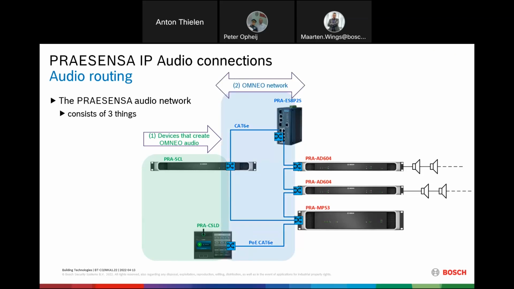Then you have the Omneo network itself, what I just started with. Every device has its switch. So that's the Omneo network itself, how audio is transferred within the Praesensa PA system. And then you have the devices that receive Omneo audio. That could be in this case a Praesensa amplifier or a multifunction power supply. I come back to that later, but these are the basic items: devices that create the Omneo audio, the Omneo network itself, and devices that receive it. That's also important to understand later on for the design.